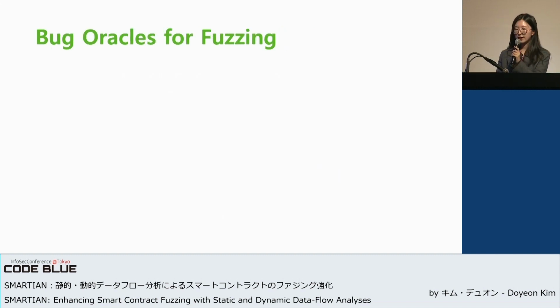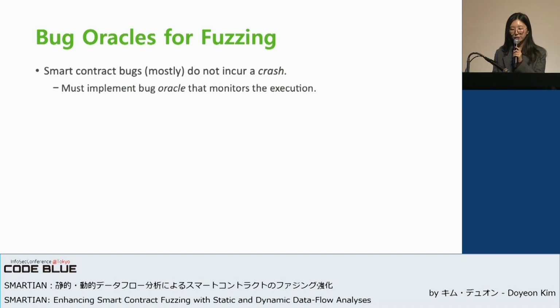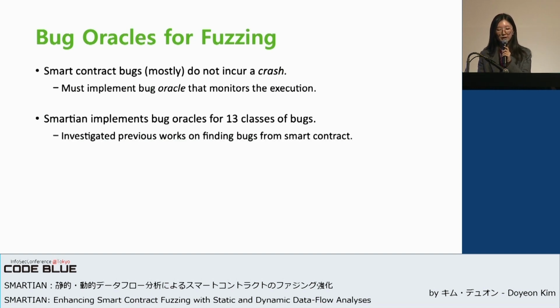Now, the bug oracle for fuzzing is one of the important parts. In a traditional binary, it is quite simple to recognize which one is a bug or not. But unlike traditional binaries, most smart contract bugs do not incur a crash. So we must implement a bug oracle that monitors the execution. Smartian implements bug oracles for 13 classes of bugs, and we investigated previous works on finding bugs in smart contracts.